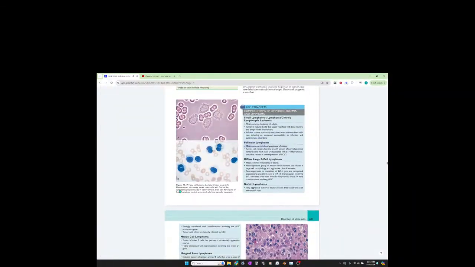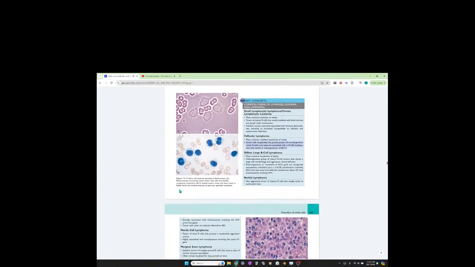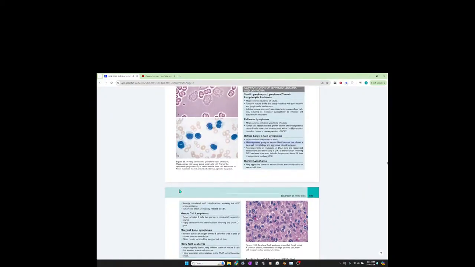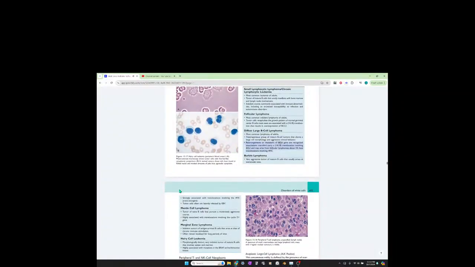Follicular lymphoma, most common indolent lymphoma of adults. Tumor cells recapitulate the growth pattern of normal germinal center B cells. Most cases are associated with a translocation that results in overexpression of BCL2. Diffuse large B-cell lymphoma. Most common lymphoma of adults. Heterogeneous group of mature B-cell tumors that shares a large cell morphology and aggressive clinical behavior. Rearrangements or mutations of the BCL6 gene are recognized associations. One-third carry translocations involving BCL2 and may arise from follicular lymphomas. About 5% have translocations involving MYC.